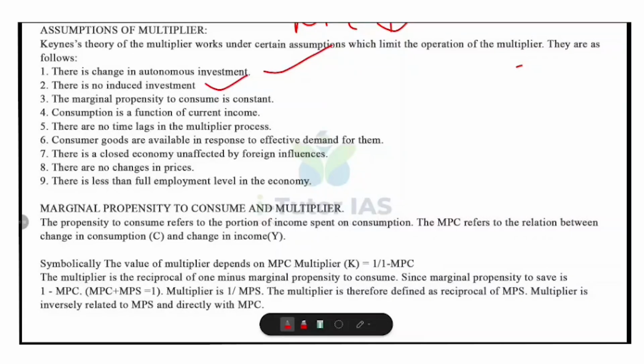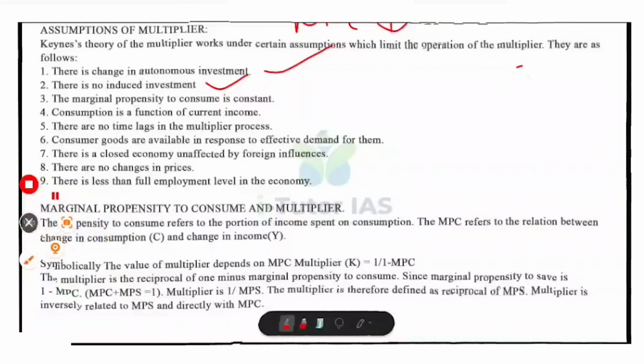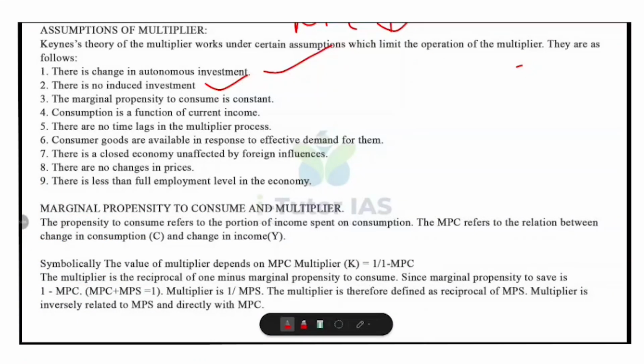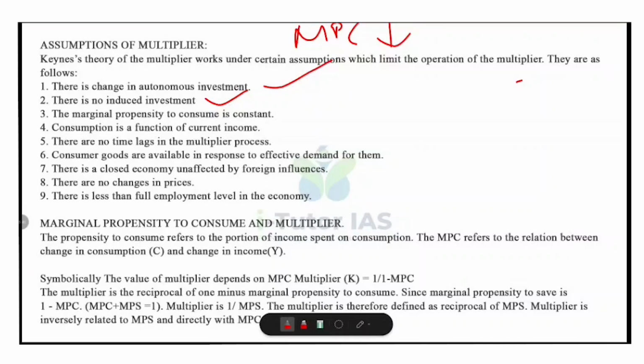Then there is no induced investment. It is assumed that only autonomous investment increases. Induced investment means investment due to rise in income. It is not autonomous investment. So in this assumption of multiplier, we are only assuming autonomous investment increases. Induced investment, that is investment due to rise in income, is ignored, so that the chain of income generation comes only from the initial investment.